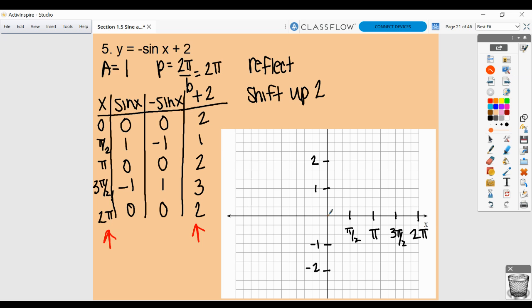So 0, 2, pi over 2, 1, pi, 2, 3 pi over 2, 3, and then 2 pi, 2. So if you look at this, it still looks like the wave, but this time it's backwards because of that reflection. So you flipped it over.